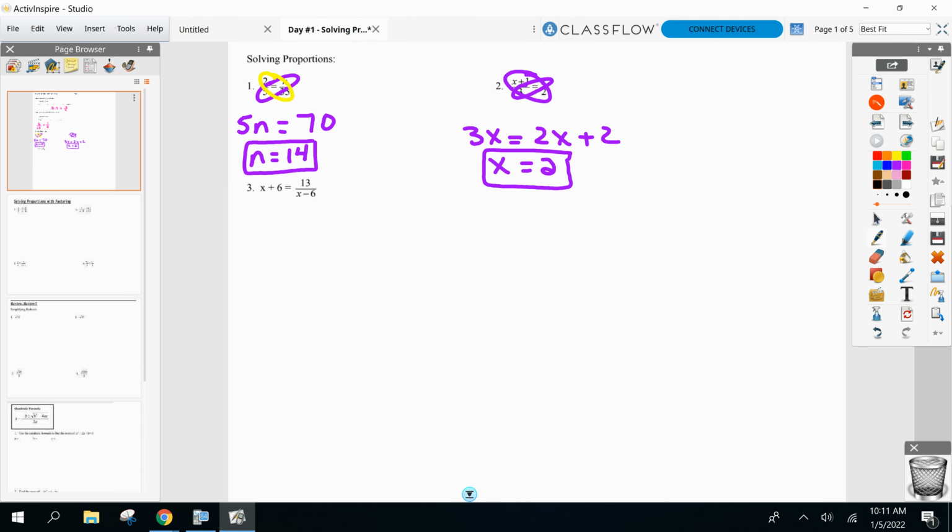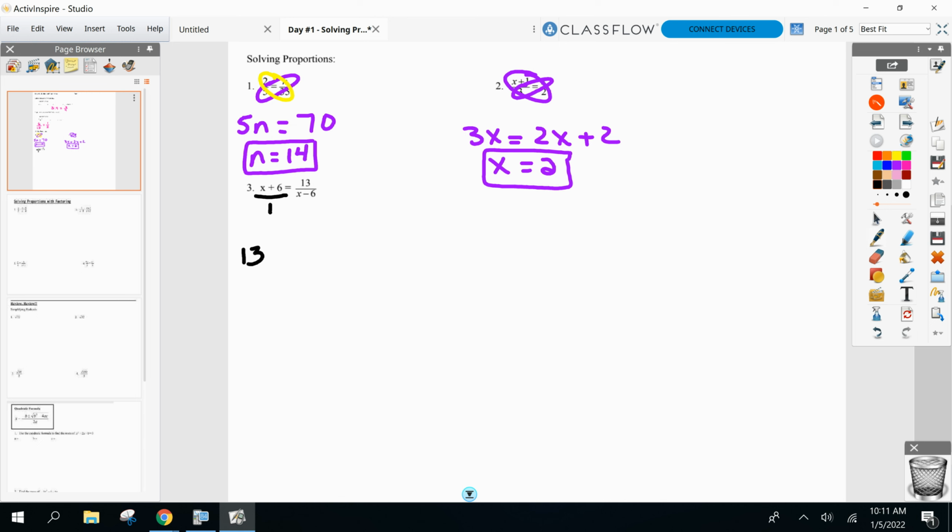Okay, number 3. First of all, it doesn't even look like a proportion. Doesn't even look like numbers 1 and 2. Until I realize that x plus 6 is over 1. Now it looks like something I can cross multiply. Let's do the easy part first. 1 times 13. 13. All right, here we go.